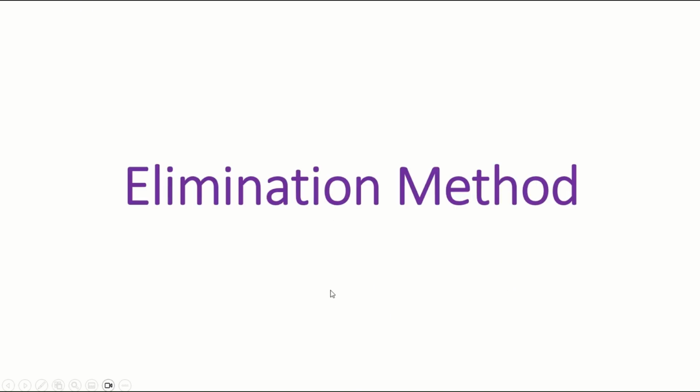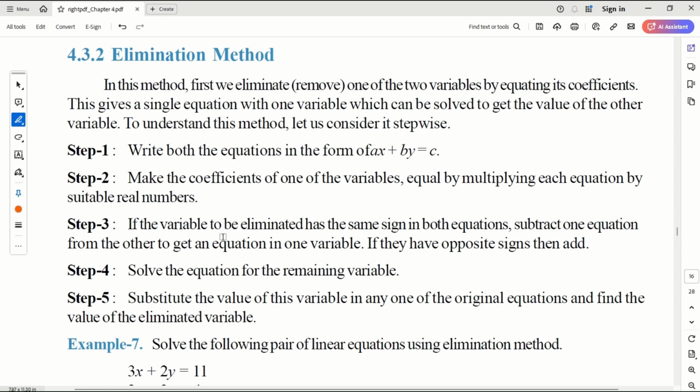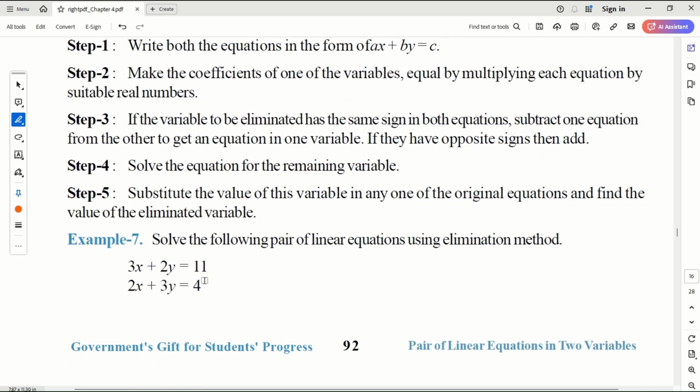Next. Yeah. Next we'll learn the elimination method. Let us learn the elimination method now. This is another algebraic method of solving the linear pair of equations, pair of linear equations problem. Okay. Let me explain with the example here.